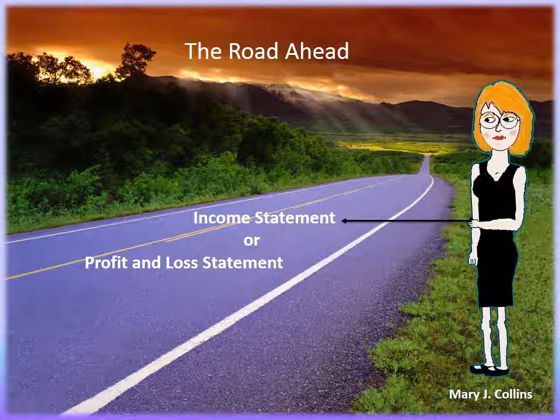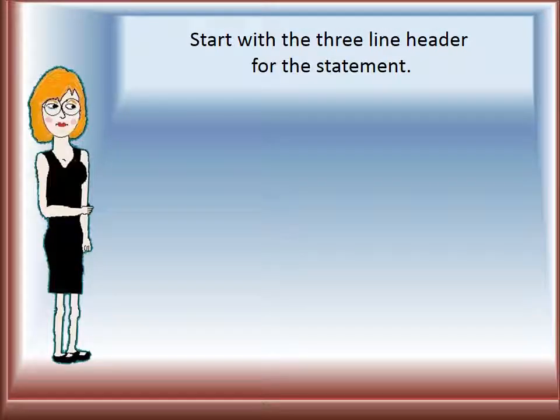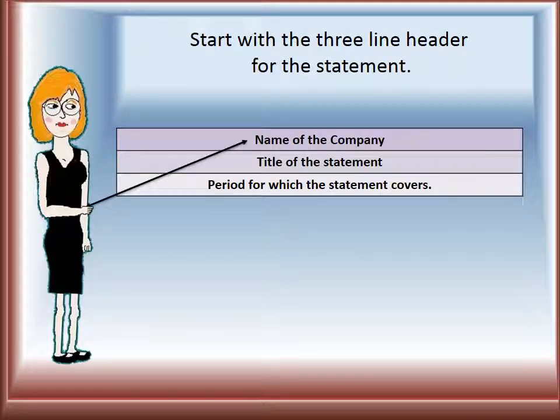Today we're discussing income statements or profit and loss statements. Now, we'll start with three lines: the name of the statement, the title of the statement, and the financial period for which the statement covers. This could be a month, a year, or a fiscal period, such as quarter.